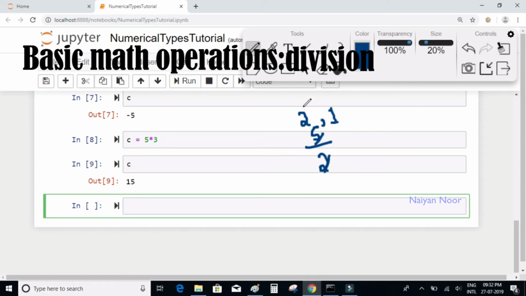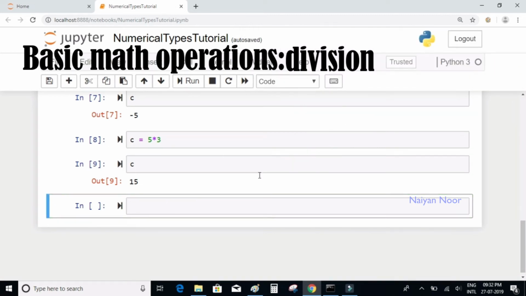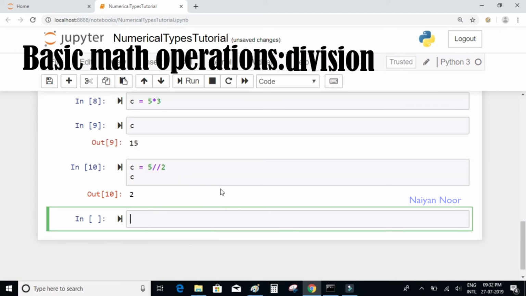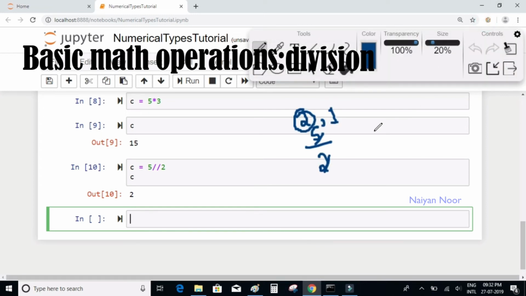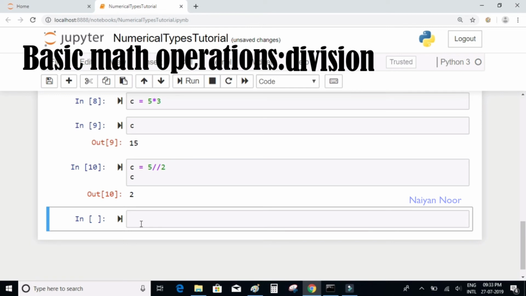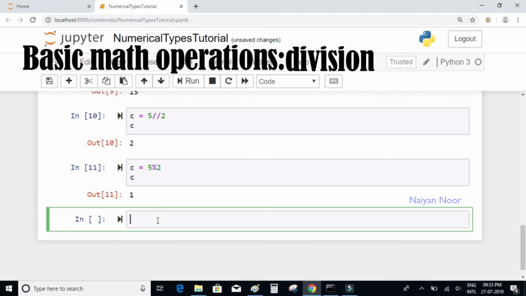So if you want just this quotient, you can make use of double slash. I'll write c equal to 5 double forward slash 2. The answer that you get is 2. Next, if you want to get the remainder, you can make use of the modulus operator. So it is c equal to 5 modulus 2. So you'll get 1.